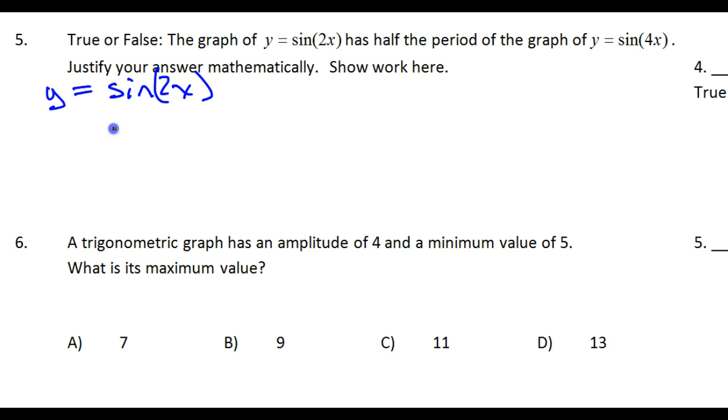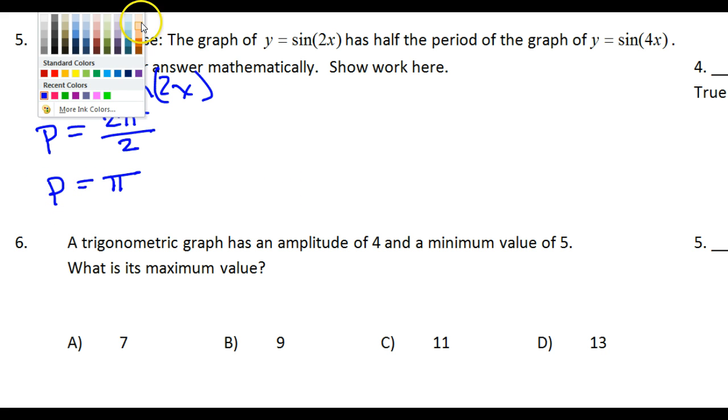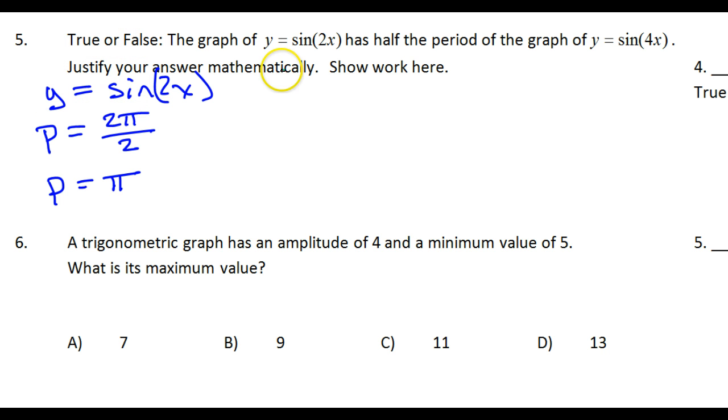And let's figure out what the period is. Well, in this case, the period is always 2 pi divided by the b value. So the b value is 2, so that would be 2 pi over 2. So that period would be pi. So let's start with that. Let's call that the blue period. Now, let's do the other one in pink so we can keep them straight.